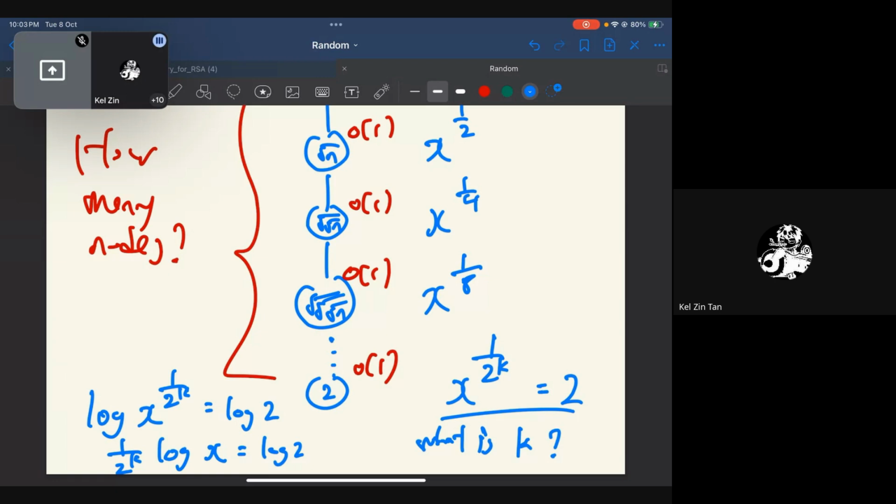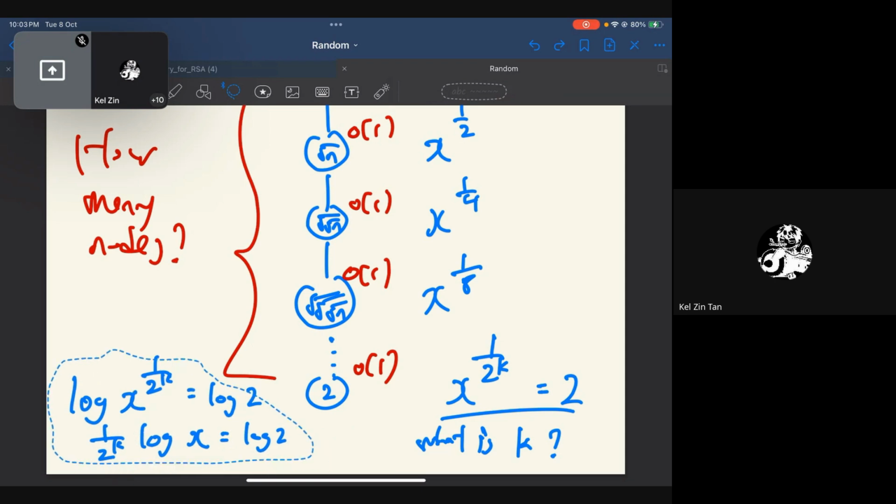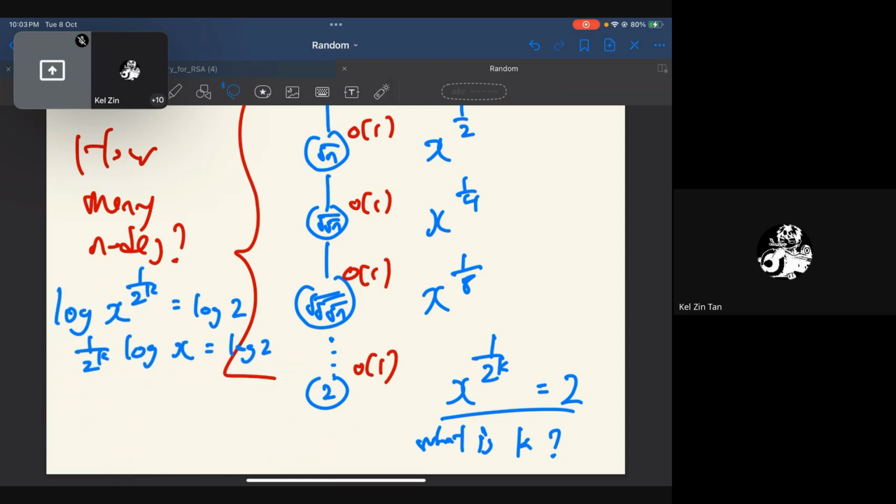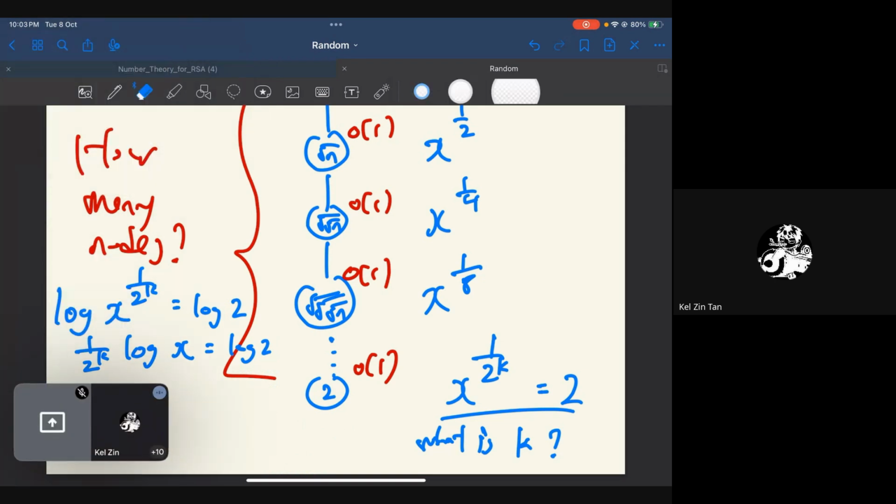And then you get that log of x. I don't have enough space. Okay, maybe I'll write this up here. And then I erase this.